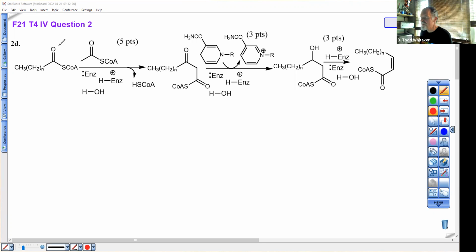How do I know this first reaction is a Claisen reaction? It's a Claisen condensation: two molecules coming together to make a beta keto thioester. The fact that there's a ketone beta to this carbonyl is a giveaway for a Claisen, with any kind of ester.